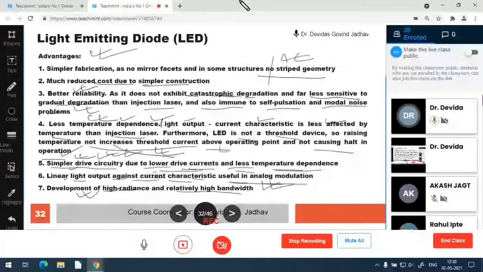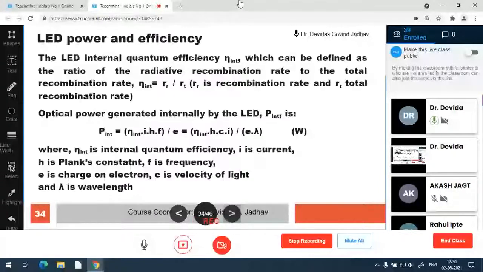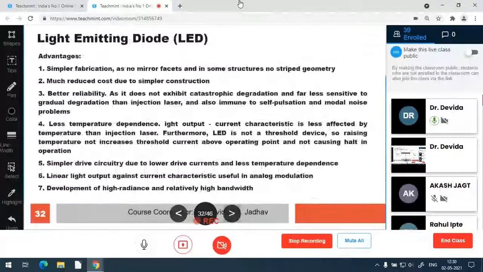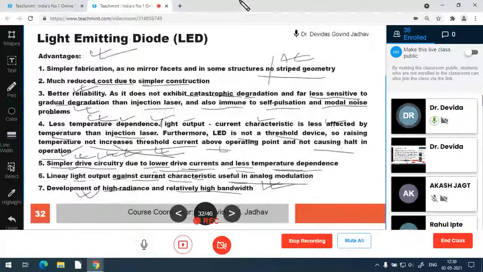So the laser has its own advantages, and the light emitting diode has its own advantages. I think we have discussed the light emitting diode advantages, and we can discuss details about the LEDs, their properties and some other aspects in the next lecture. Very few points remain from the LED, and after that we will finish the third chapter.